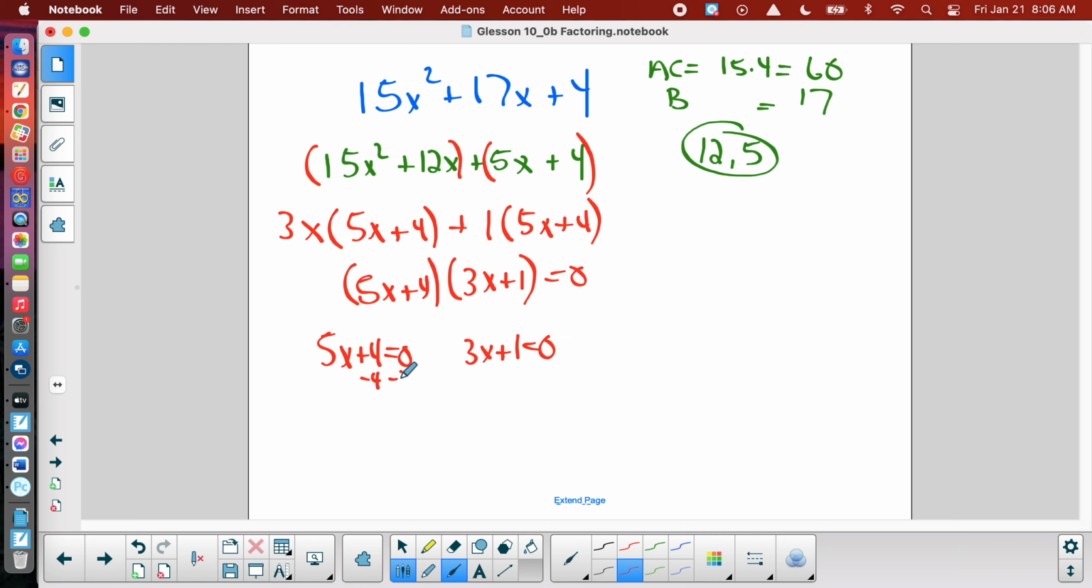So subtract 4. 5x equals negative 4, divided by 5. X equals negative 4/5. Here subtract 1. So 3x equals negative 1, divided by 3. X equals negative 1/3. So if I were to graph this, the places that would cross the axis are negative 1/3 and negative 4/5. Those are my solutions.